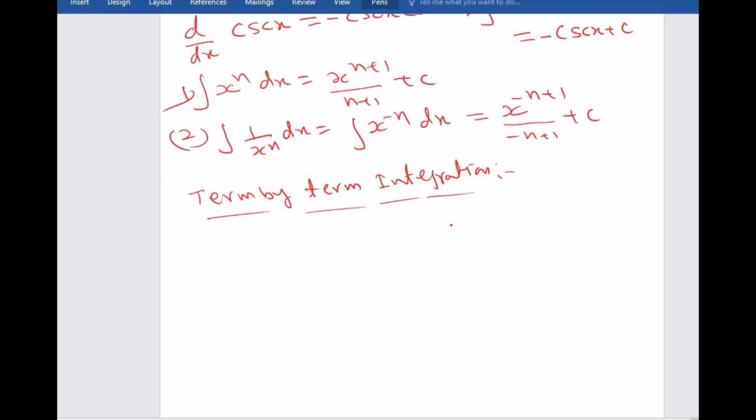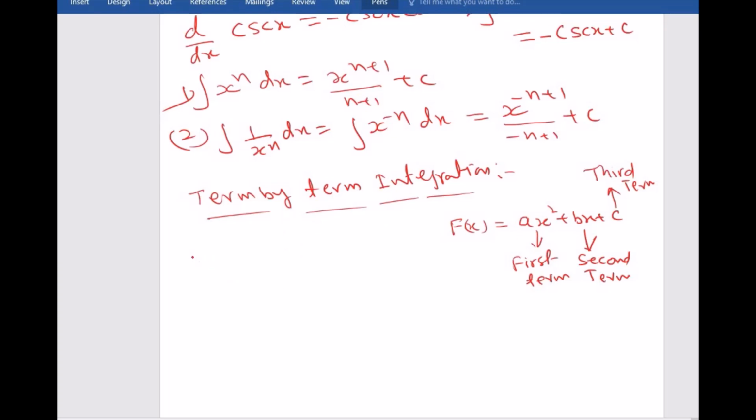If a function is given as f(x) equals ax square plus bx plus c, then mathematically this is called the first term, this is called the second term, and this is called the third term. So I am going to use this terminology here: integration term by term.